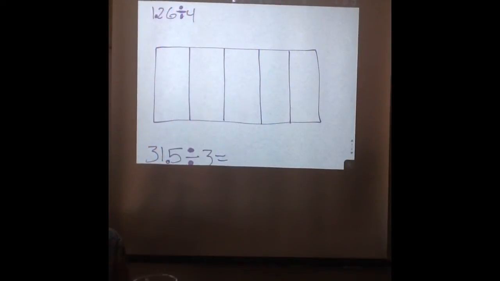Welcome back to math. Today we're going to talk about division. As you can see, here's our division problem up here with a decimal. And we're going to use what we refer to as the box method. This is Unit 1 and it's Lesson 16.